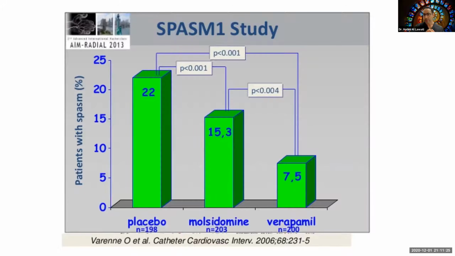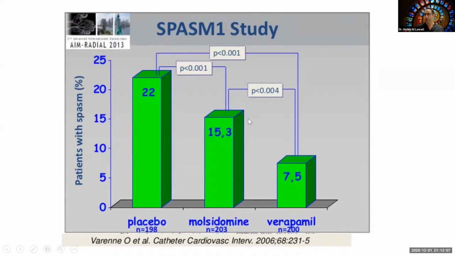The incidence of radial artery spasm in those who did not receive any vasodilators was quite high, 22%. So every fifth patient ended up getting very bad radial artery spasm. And using molsidomine, which is a vasodilator that acts like organic nitrates, reduced that incidence by a significant margin, from 22% down to 15.3%, and the difference was statistically significant. When compared to verapamil, using verapamil at the 5 milligram dose resulted in further halving of the incidence of radial artery spasm, with a difference that was highly statistically significant.